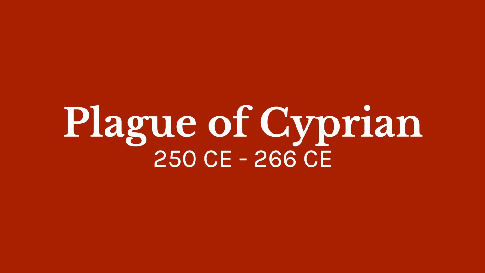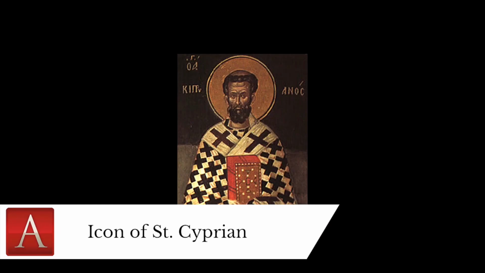The Plague of Cyprian raged from 250 to 266 CE and was named after the cleric who documented it, Saint Cyprian. The plague took 5,000 people a day, and modern scholars now believe it might have been the bubonic plague, cholera, typhus, or potentially smallpox.